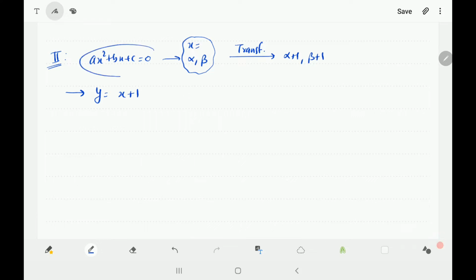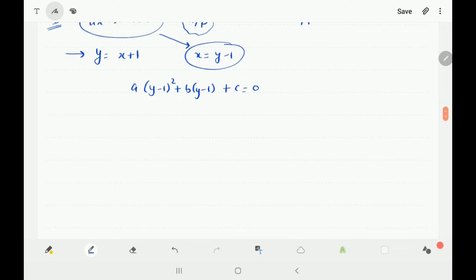But this equation is in x, I want to get it in y. So what I'll do is put in this equation x as y minus 1. So the transformed equation will be a into (y minus 1) whole square plus b into (y minus 1) plus c is equal to 0. So finally I'll be getting y square minus 2y plus 1 plus by minus b plus c is equal to 0.